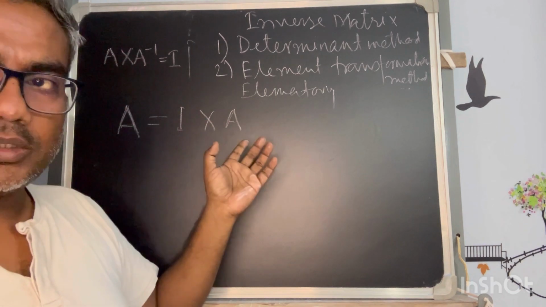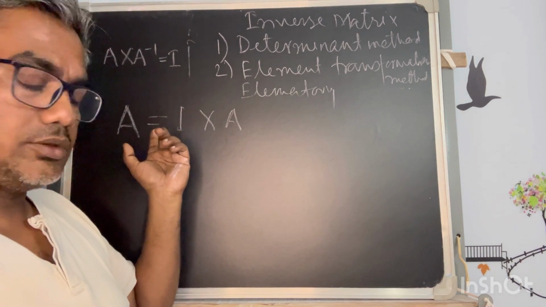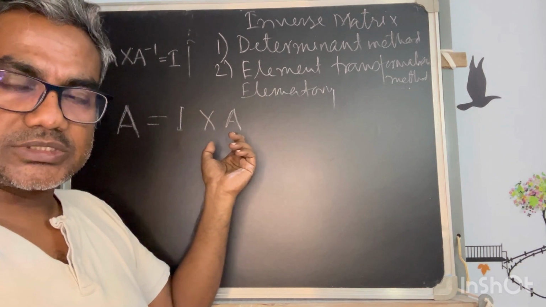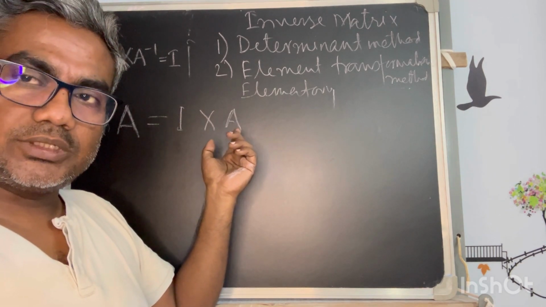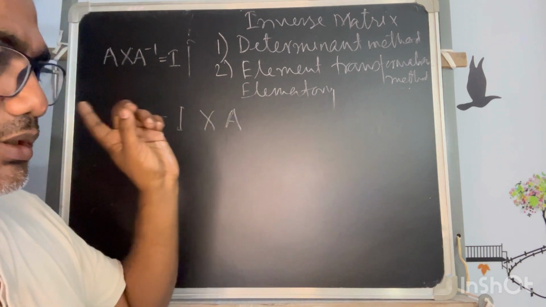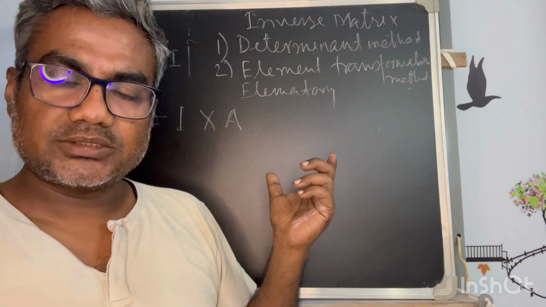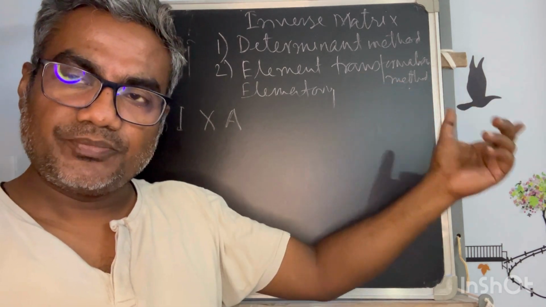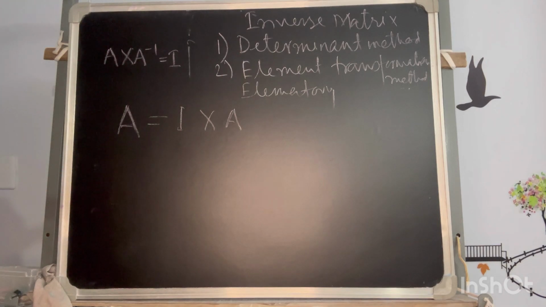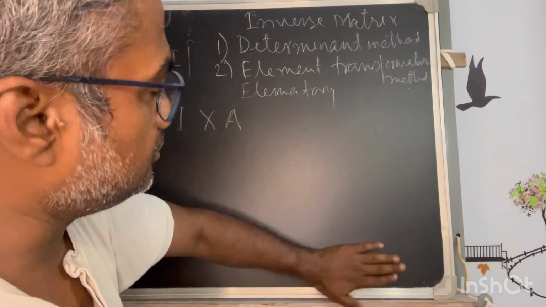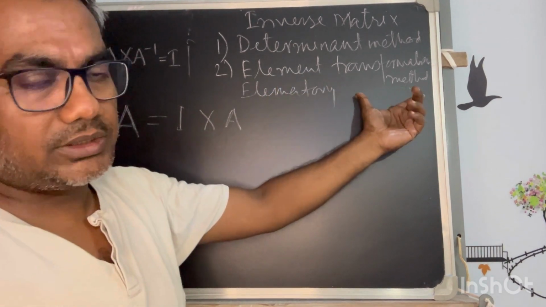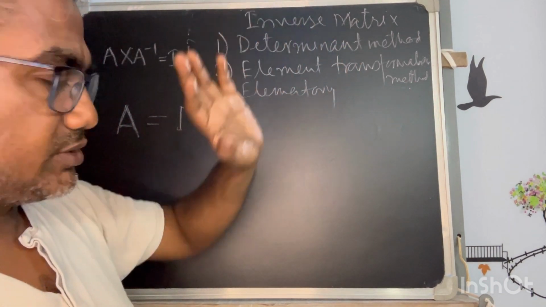When we do the product, the number of columns in the identity matrix has to be the same as the number of rows in the matrix. This is the rule of multiplication, where the number of columns in the first matrix has to be the same as the number of rows of the second matrix. With that concept, and carrying the same concept here also, I will now calculate by the elementary method how to find the inverse of that.